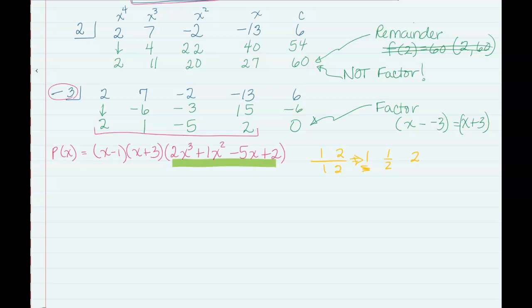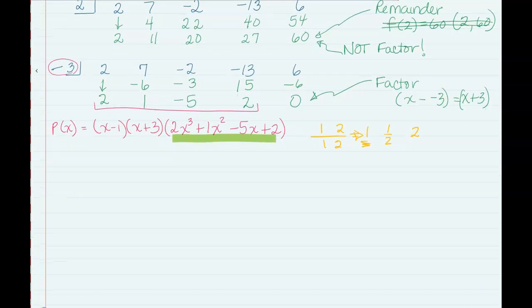So we either try a 1, and notice we had 2 sets of 1. So maybe we should try another 1 and see what happens. So I'm going to do that. I'm going to get my depressed polynomial. That's this one highlighted in green. So it'll be 2, that's our x cubed, plus 1x squared minus 5x plus 2. That's our constant. So I said maybe we should try a 1 again.